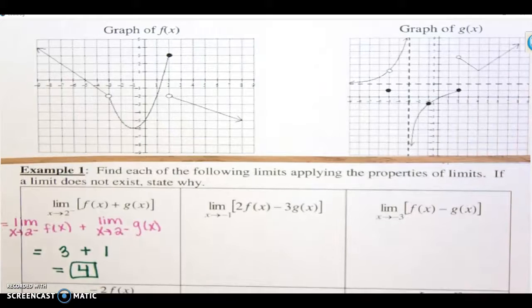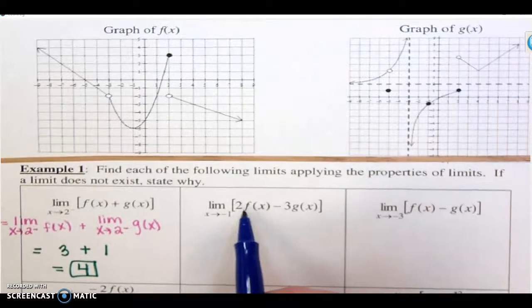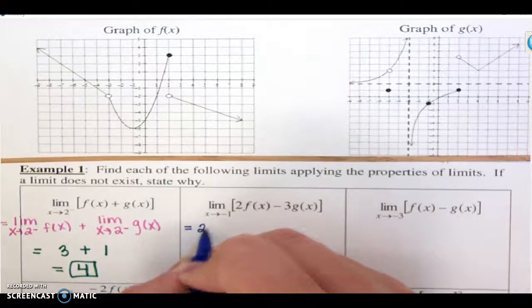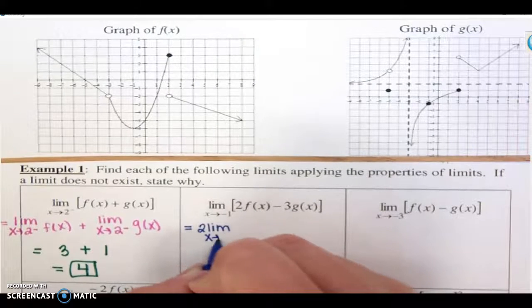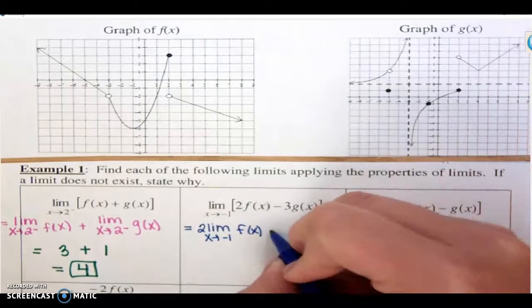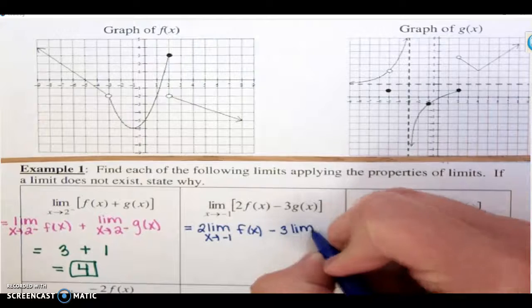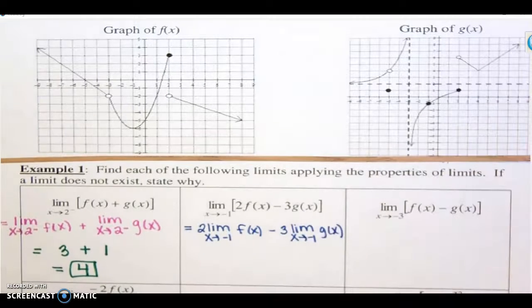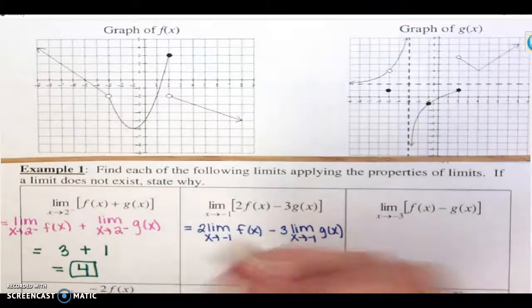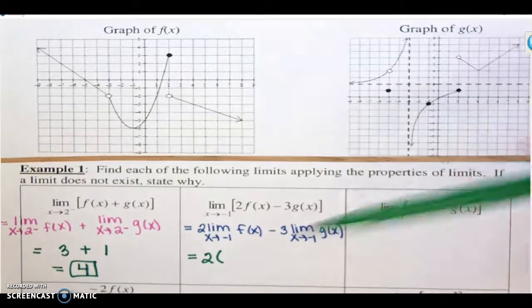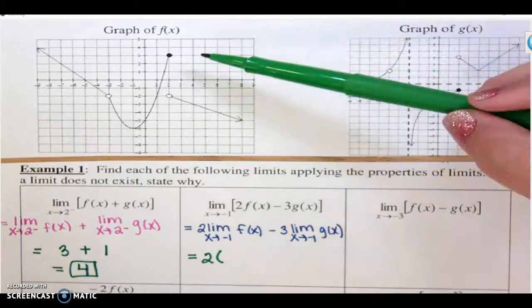Okay. So for the one beside of this, we need to rewrite it first. Because we have these constants, I would bring the constants out front. So I can rewrite this as 2 times the limit as x approaches negative 1 of f of x, and then minus, bring out your 3, the limit as x approaches negative 1 of g of x. Okay, so when you're doing this, that 2 is just going to stay. We just need to figure out the limit as x approaches negative 1 of f of x.